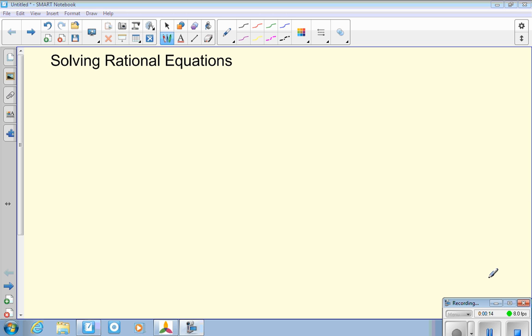We just had our test on sections 4.1 through 4.5. So this is introducing the next section, which is 4.6, and it's on solving rational equations. If you remember, the word rational means something that's a fraction. So we're going to have fractions in the equations that we're going to deal with, and we're going to start simple with this.